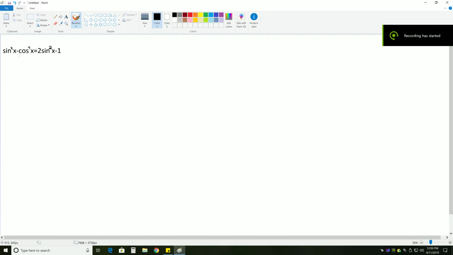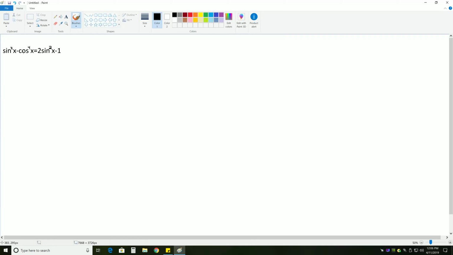In this problem, we're going to be verifying the identity that sine to the fourth x minus cosine to the fourth x is equal to 2 sine squared x minus 1. The first thing that we should do is work with the more complicated side. In this case, it's kind of difficult to decide which side is more complicated, but if you look at the left side, we have exponents of 4, and generally that's going to be more complicated. So let's take this left side and try to break it down.